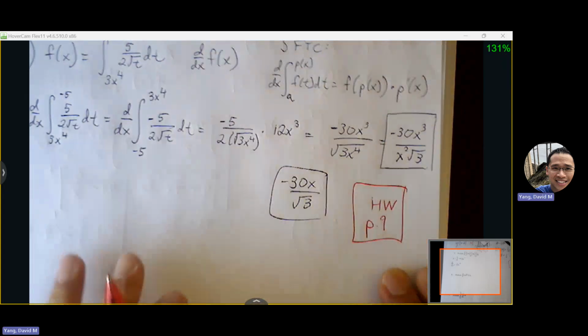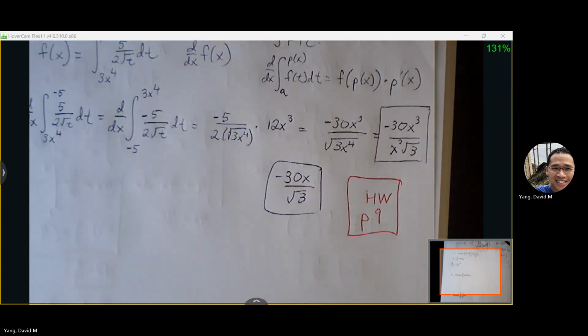Okay, your homework is to finish page 9. So tomorrow, we're going to do a full test review on pages 13 and 14. And then Thursday, we need to transition over to working on the calculator portion. So I'm only going to have tomorrow left in class to do a full review.